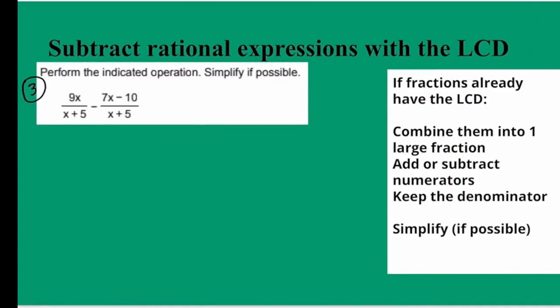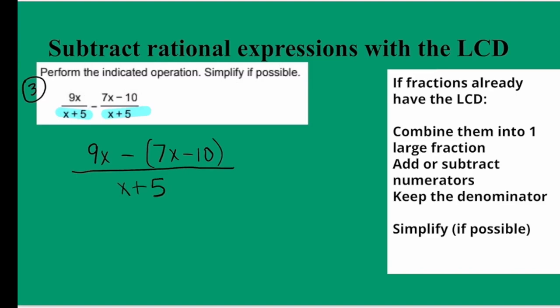So example 3, we still have common denominators. So we're going to put these together. The first numerator is 9x. We are subtracting. The second numerator, 7x minus 10, is a polynomial. You have more than one piece. So that has to go in parentheses. Your denominator is x plus 5. So we just write that denominator there.